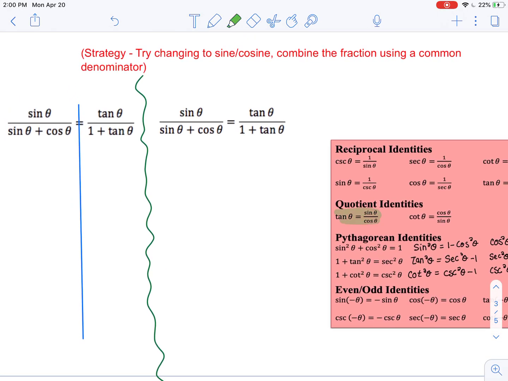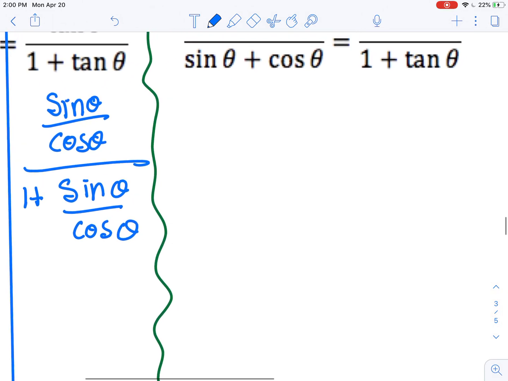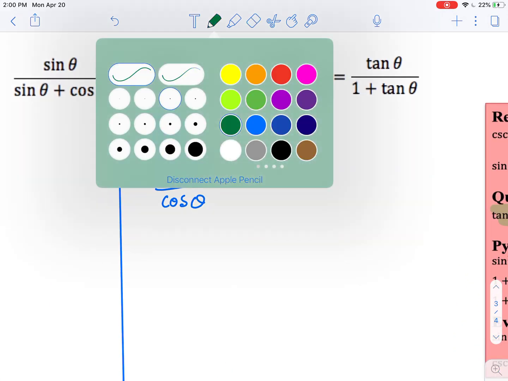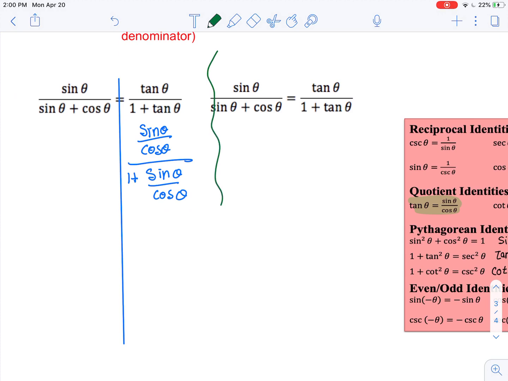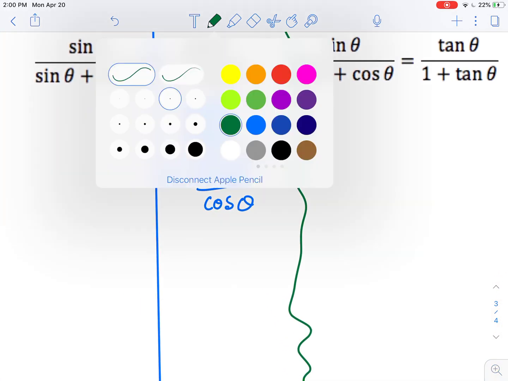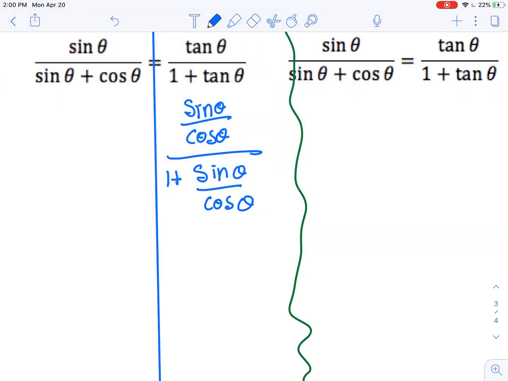So I'm going to use this right here and say this is really sine theta over cosine theta, 1 plus, I'm going to change sine theta over cosine theta. Kind of running out of room. I didn't give myself much room. Okay, so now we have on the bottom, 1 plus sine theta over cosine theta.